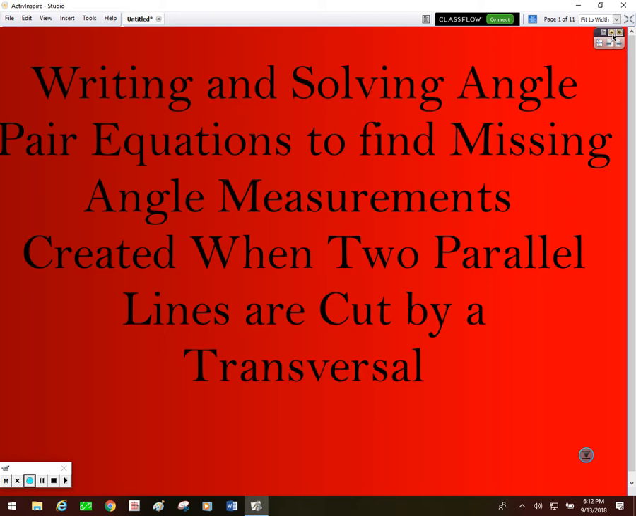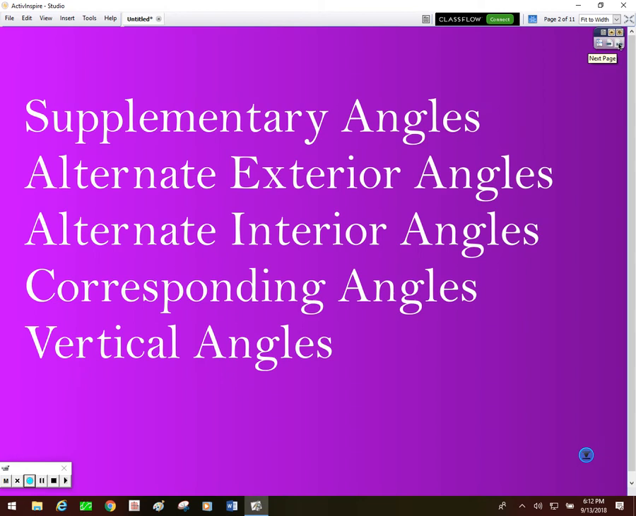So this is maybe a little bit of a review. The five angles that we talked about mainly are supplementary angles, alternate exterior angles, alternate interior angles, corresponding angles, and vertical angles. Remember, supplementary angles is the one that's done a little bit different than the other four. Alternate exterior are my outside matches, alternate interior are my inside matches, and corresponding are my same side matches on the transversal. They're on the same side of the transversal, in the same spot at two different intersections. And vertical angles are diagonal matches at the same intersection.